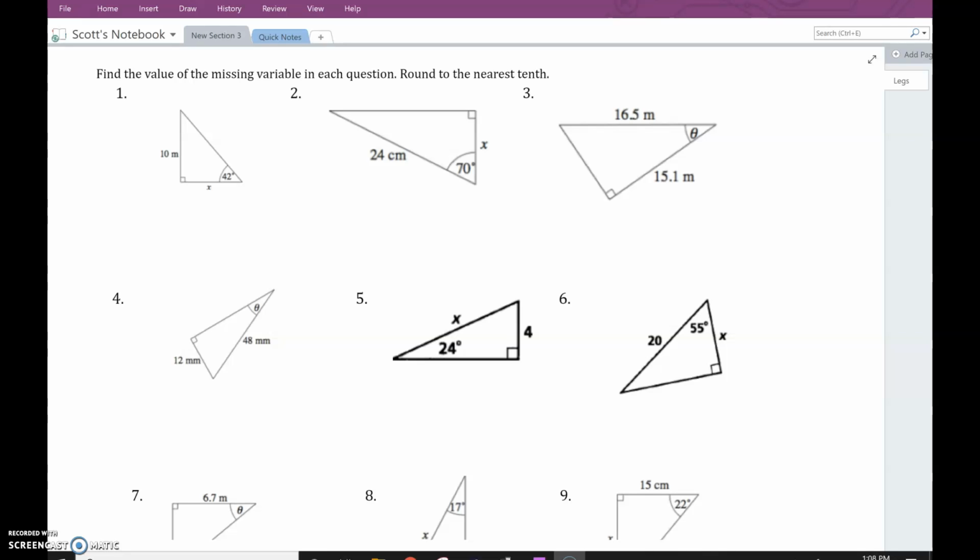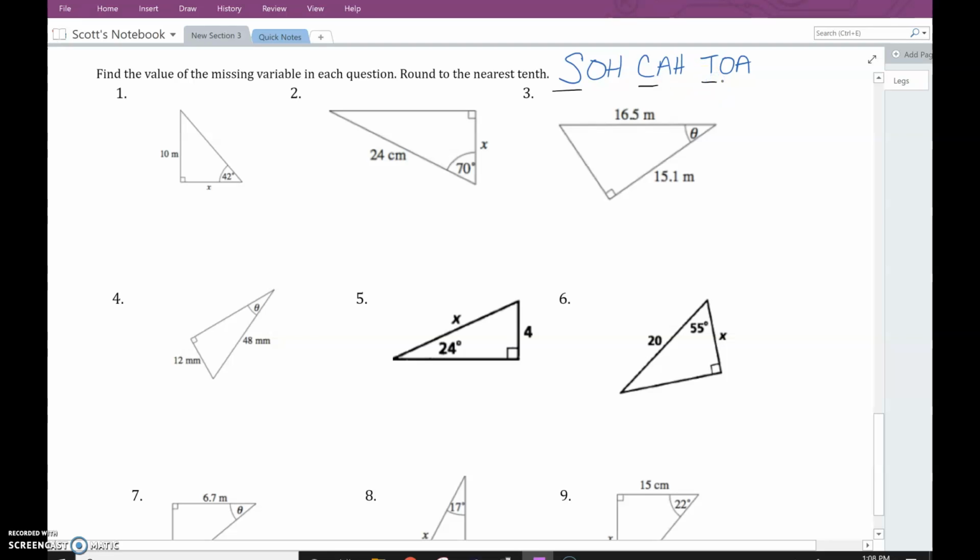We're going to incorporate everything we've learned and compile it into these right triangles. The first thing I want you to do is write SOHCAHTOA on your paper. This is going to help us. It's our acronym to tell us whether we are going to be using sine, cosine, or tangent for each problem.